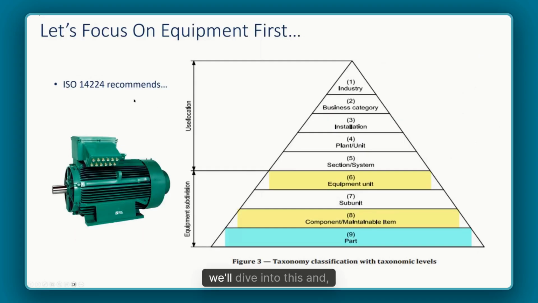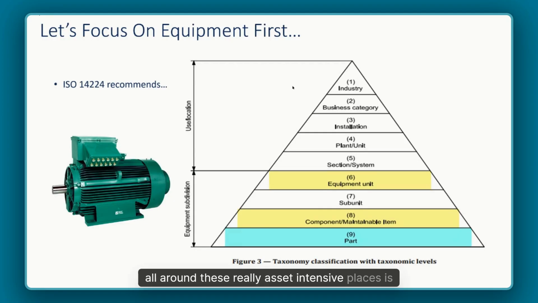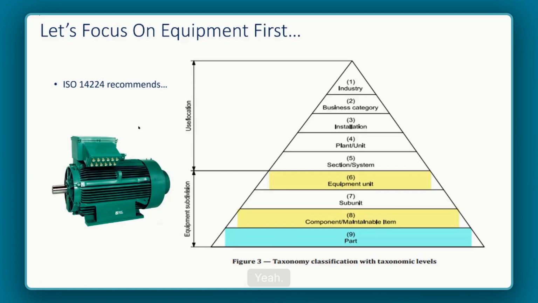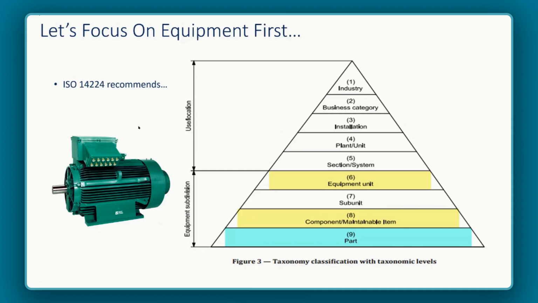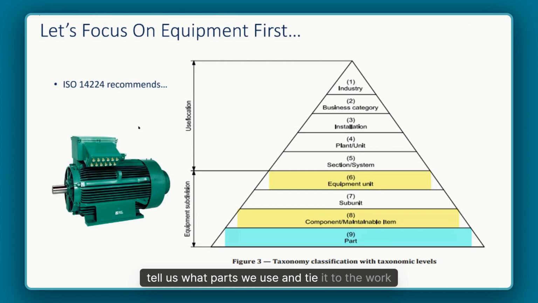Here, we'll dive into this. One of the things that I've seen, especially with our clients in the mining and LNG space and all around these really asset intensive places, is they really don't have a consistent way of setting up their functional locations and their equipment. So this gives them a really structured approach to building the data. In fact, somebody I was talking to the other day on LinkedIn said, well, we don't record failure codes. We just have our vendors tell us what parts we use and tie it to the work orders on the invoice.